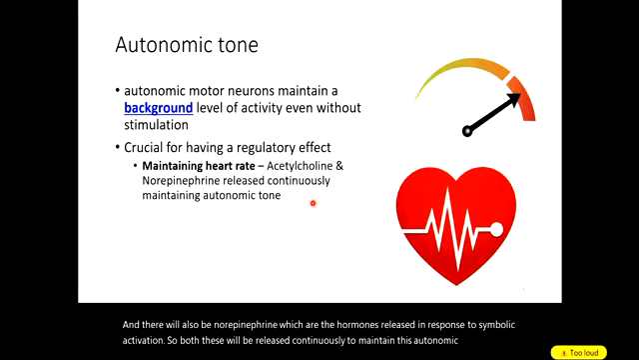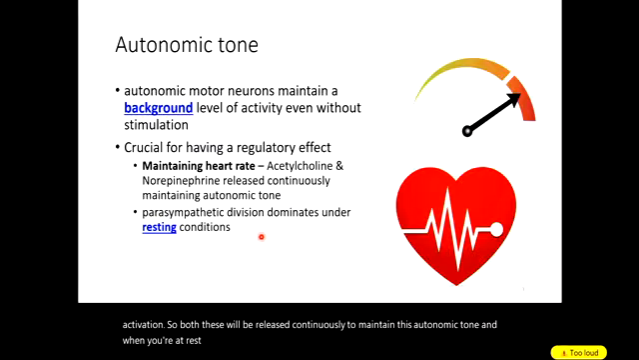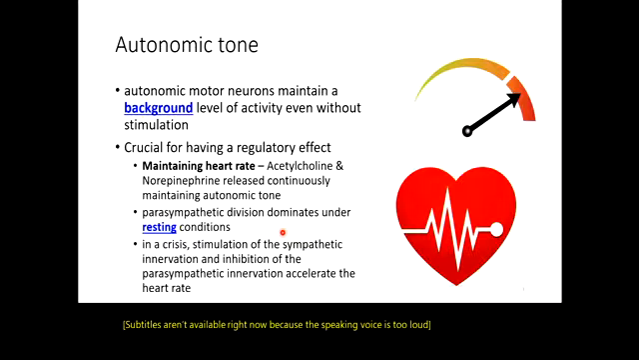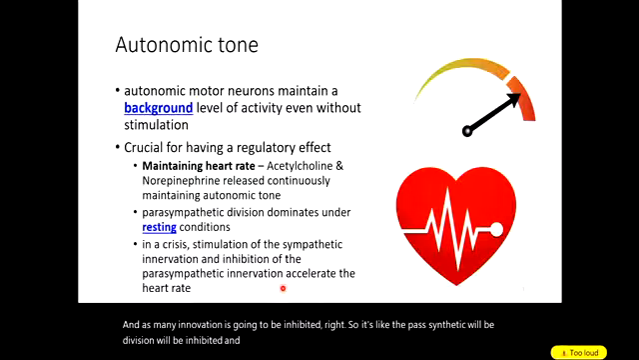When you're at rest, the parasympathetic division is going to dominate under resting conditions. But whenever there is a time of stress, or a crisis, the sympathetic innervation is going to be stimulated and the parasympathetic innervation is going to be inhibited. So the parasympathetic division will be inhibited and the sympathetic will be activated during a time of crisis, and that's what will lead to an increased heart rate.